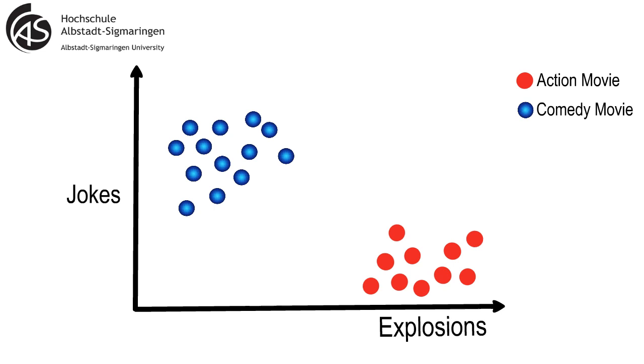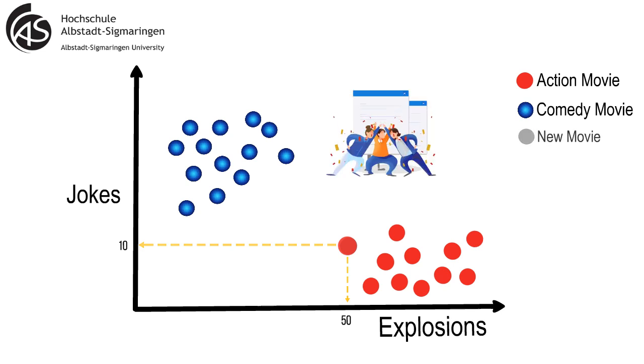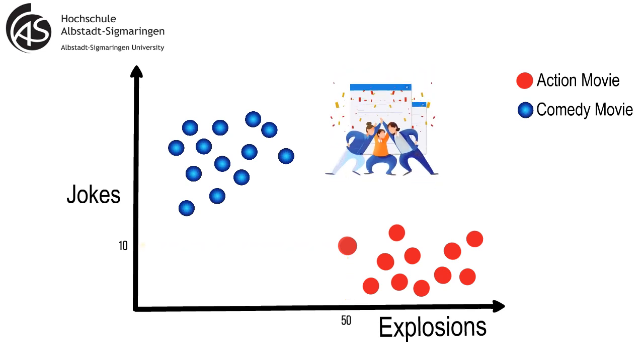Now, a brand new movie hits the theaters. We don't know its genre yet, but we have its stats. It features exactly 50 explosions and 10 jokes. We drop a mysterious gray question mark onto our graph right at that spot. If I asked you to guess what genre this mystery movie is just by looking at the graph, what would you say? You'd probably shout, action. Why? Because it's completely surrounded by action movies. Congratulations, you just executed the K Nearest Neighbors algorithm in your own brain.